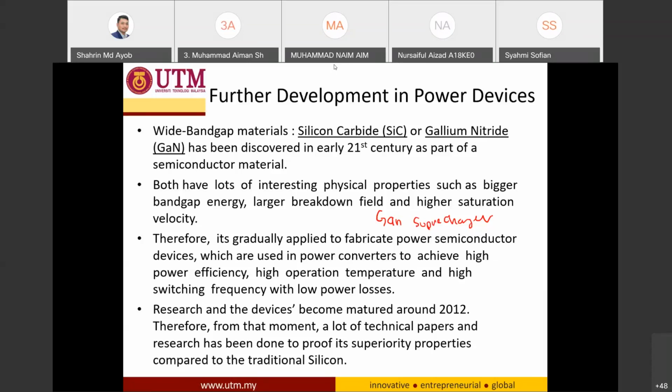GaN charger. Okay? So, GaN charger actually means that the transistors are manufactured based on these materials. Gallium nitride, or GaN. There is also another one, silicon carbide, SiC. But the most popular right now that is currently commercialized is what we call gallium nitride, GaN.